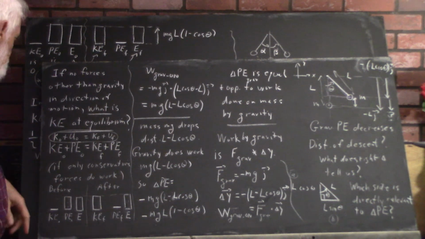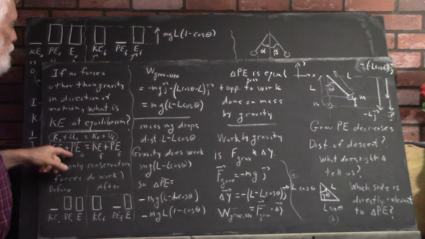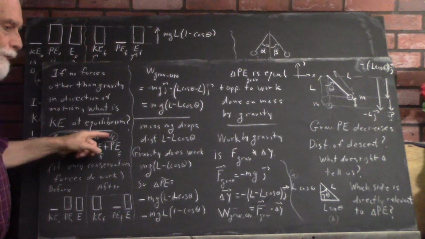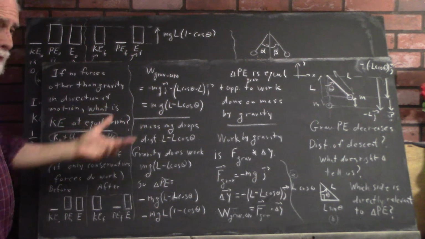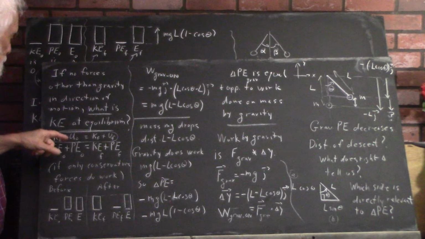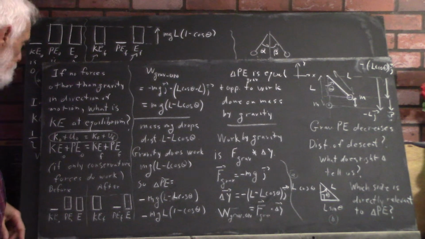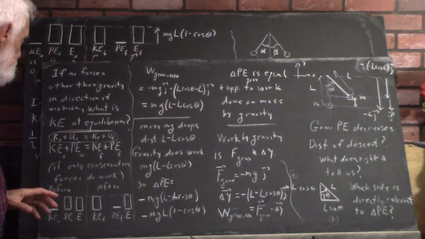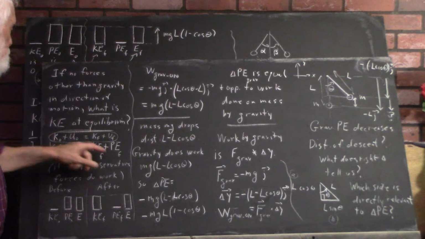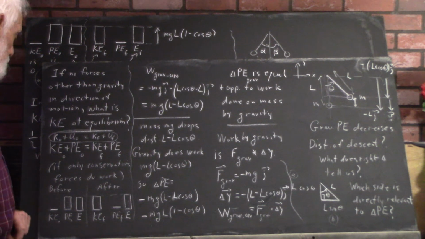I do note that your book uses just K for kinetic energy and uses U for potential energy. Now that's a very common notation in physics, almost universal, K and U. I don't want to make you keep remembering what U means, so I keep writing PE. Okay. In any case, this is true provided only that the conservative forces do work.